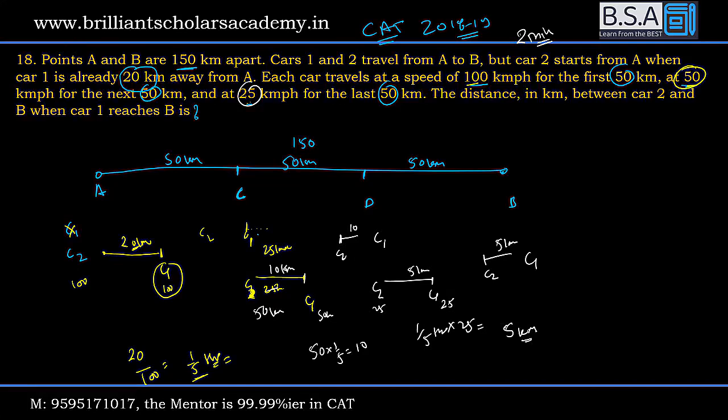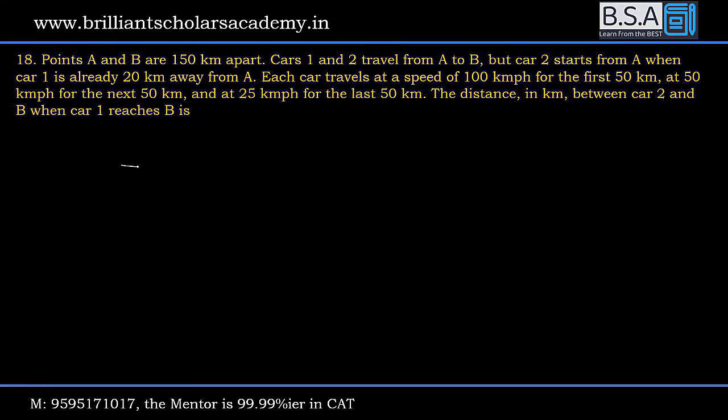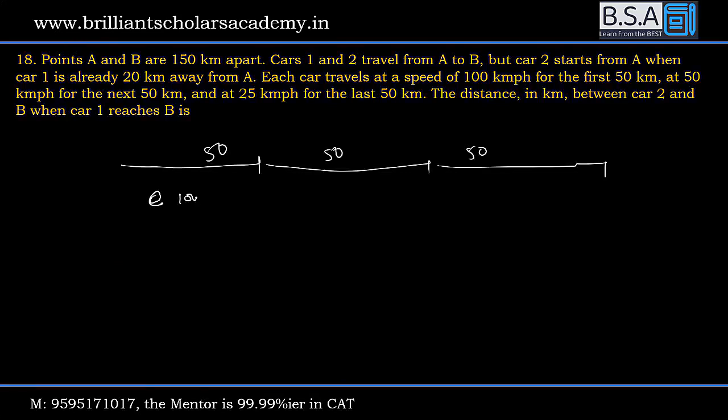अब क्या ट्रिक है? What was I talking about? Listen to the language carefully. Because both cars are maintaining the same speed on a particular distance, 50 kilometers, 50 kilometers, 50 kilometers. Both car 1 and car 2 have the same speed. What is the speed? 100 kmph. What is the speed here? 50 kmph. What is the speed here?